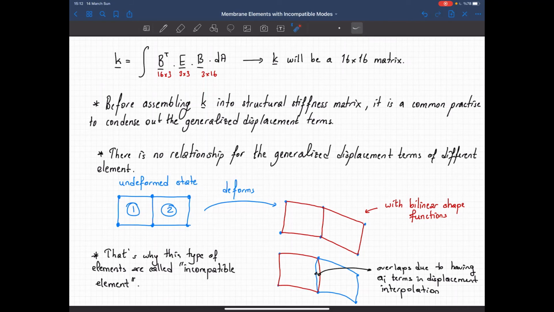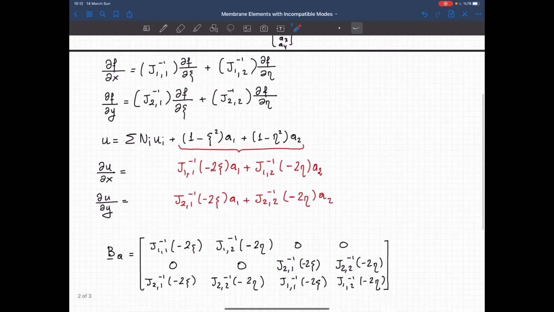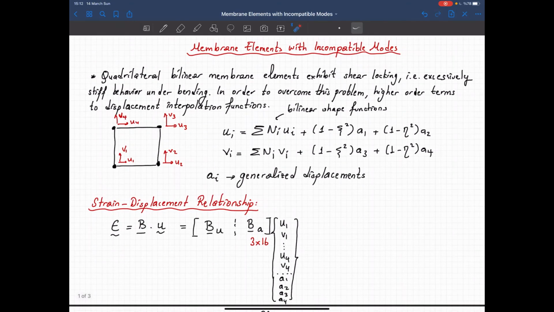But the advantage of this element, which we will also see in the implementation example, is that we now introduce higher order terms to our displacement field, and we expect that these higher order terms will solve the shear locking problem.